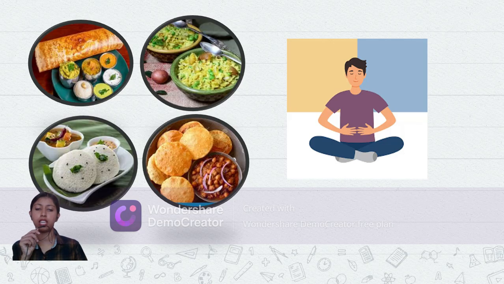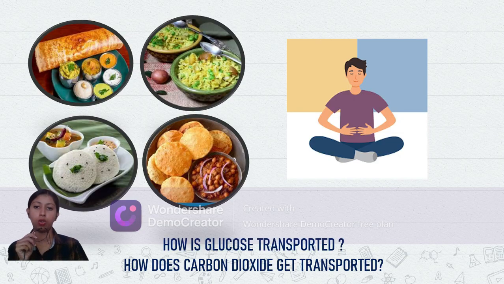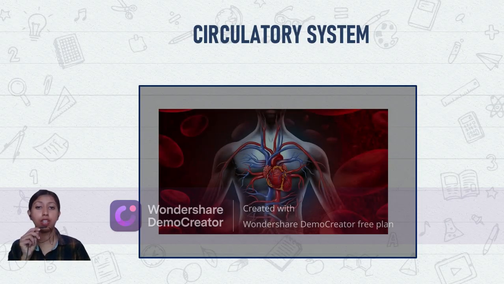Or let's take the case of breathing. We inhale oxygen rich air and then during exhalation carbon dioxide is released. Even during this process, how does carbon dioxide or oxygen get transported? To get the answer to this question, first we need to know what is a circulatory system.